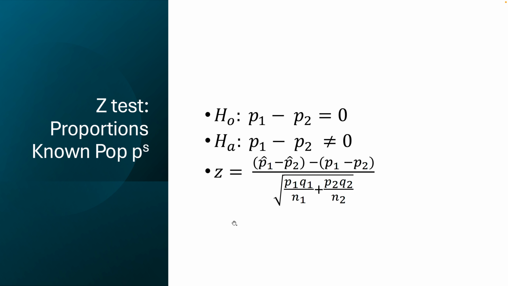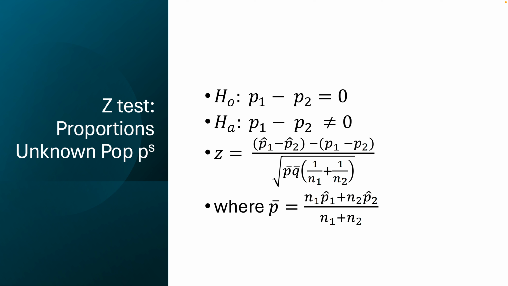When the population proportions are unknown, we use the estimate, or the weighted estimate, from sample 1 and sample 2 with the weights N1 and N2, and then we use this formula for computing our test statistic. And the rest of the steps for computing the test statistic and performing the hypothesis testing are the same as the single population case.